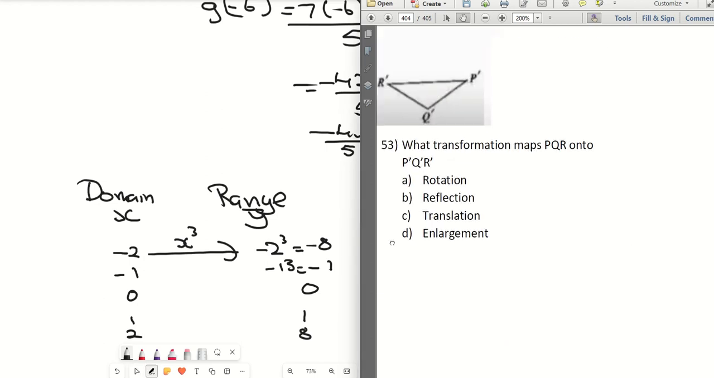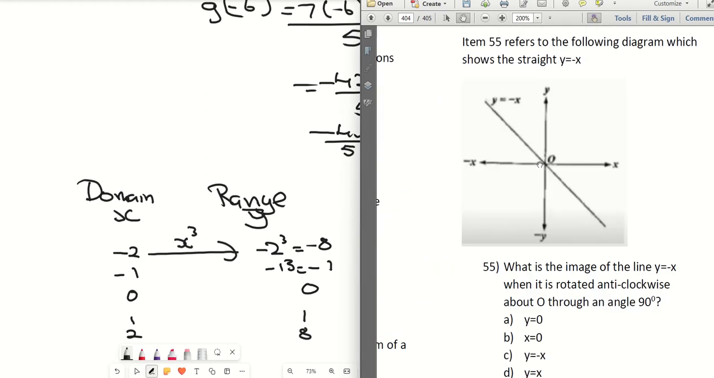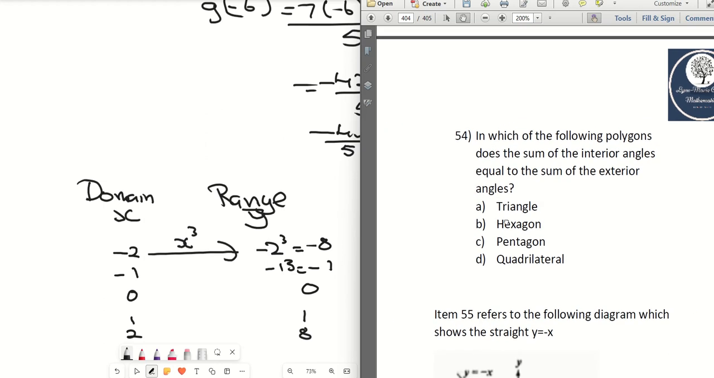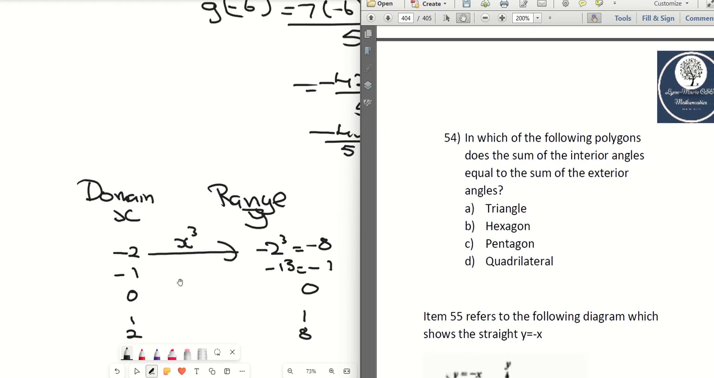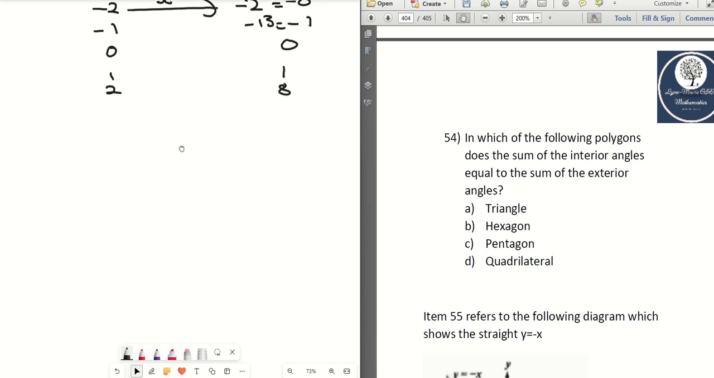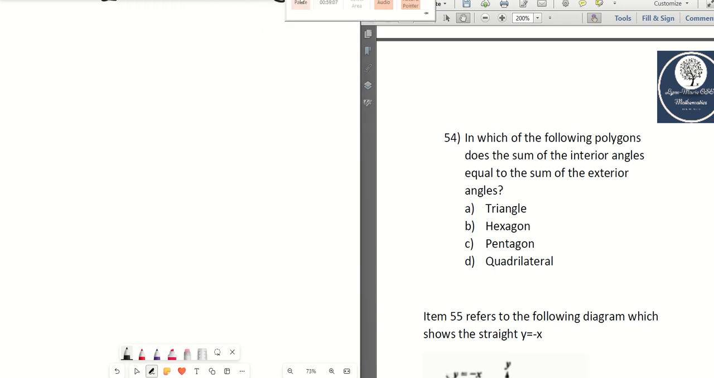Let's look at 54, that would be on this side. 54, they said, in which of the following polygons does the sum of the interior angles equal the sum of the exterior angles? Right, the sum of the interior equal to the sum of the exterior is in fact a quadrilateral, which is D.